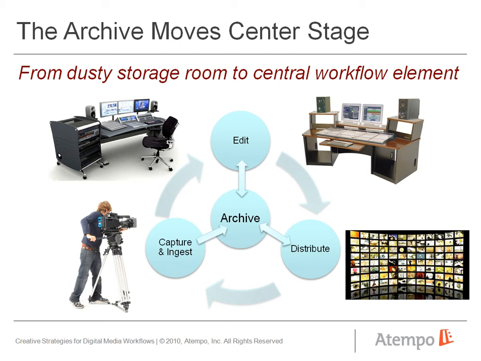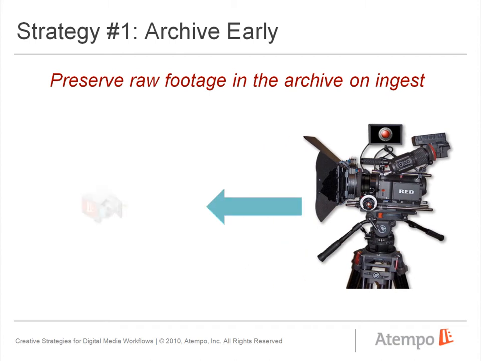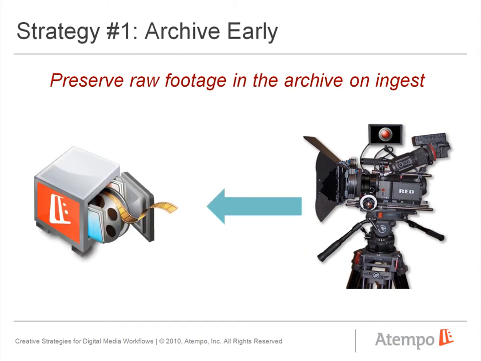Let's look at the 7 creative strategies. Strategy 1, archive early. Preserve raw footage in the archive. Why archive raw footage? Well, if you use reusable media like P2 cards or the Red camera, you're losing the natural backup that videotape or film provides. By archiving on ingest, your footage and its metadata are protected, cataloged, and preserved right from the very start.